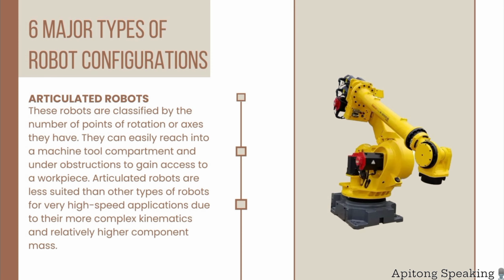Second to the last major type of robot configuration is the articulated robots. So these robots are classified by the number of points of rotation or axes they have. They can easily reach into a machine tool compartment and under obstructions to gain access to a workpiece. Articulated robots are less suited than other types of robots for very high-speed applications due to their more complex kinematics and relatively higher component mass.